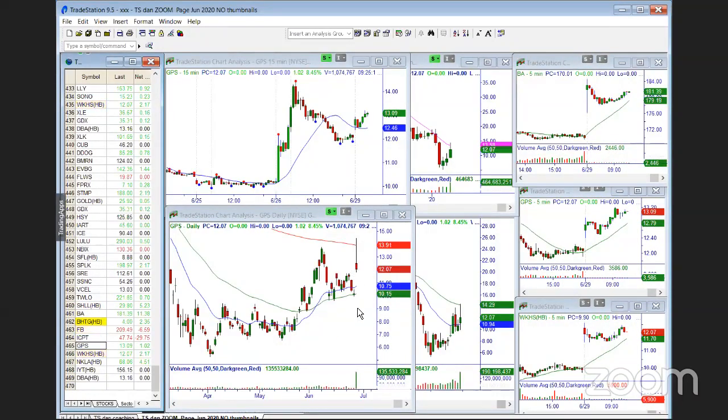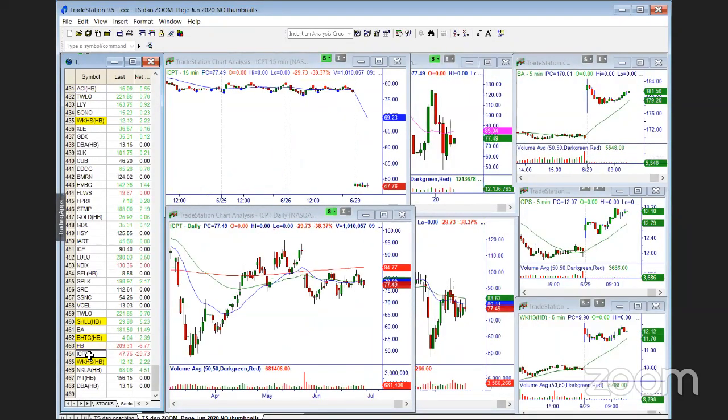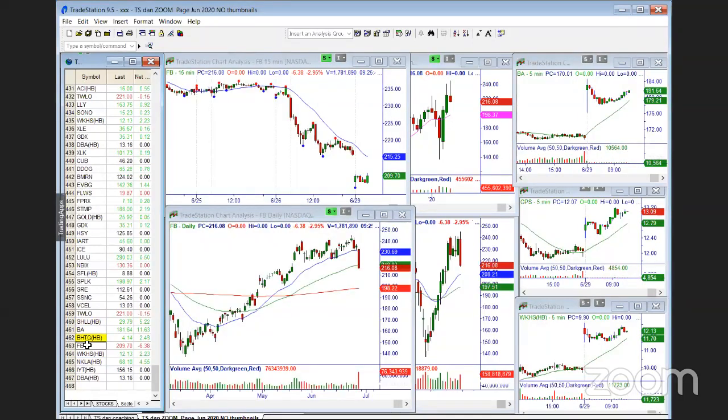GPS was a gapper we were watching on Friday. Big mess. ICPT down 30 bucks, 48. Wow, that's a big gap all the way down here to this prior low. But that's bearish pre-market consolidation. Yep, that's why we stay away from the bios, Facebook we talked about.